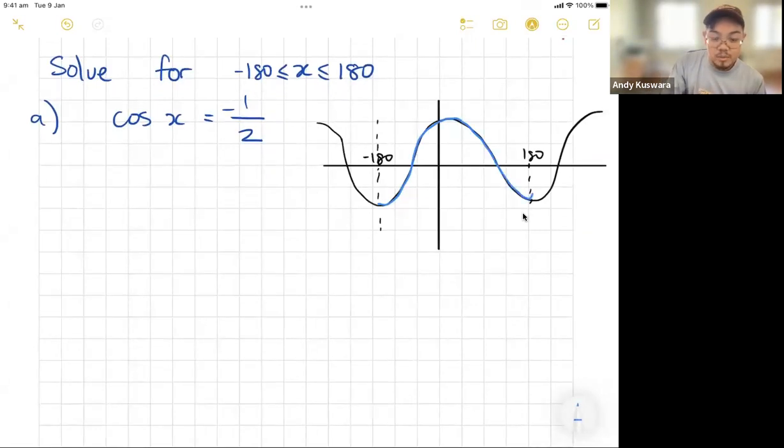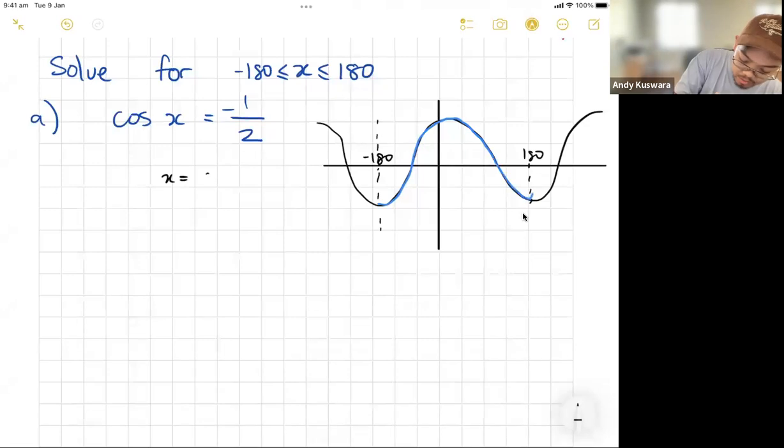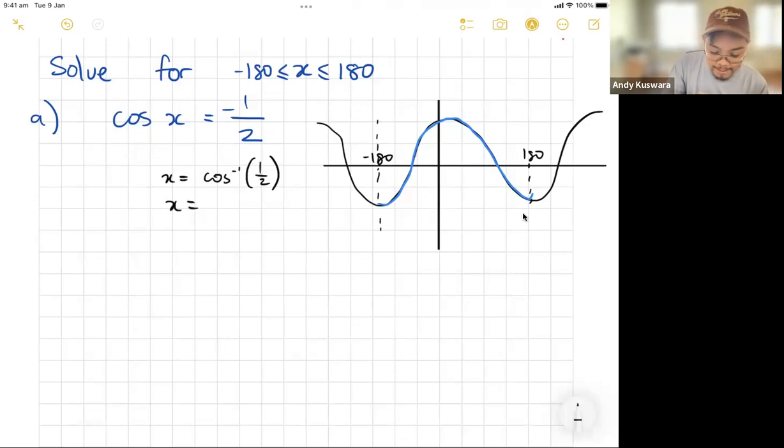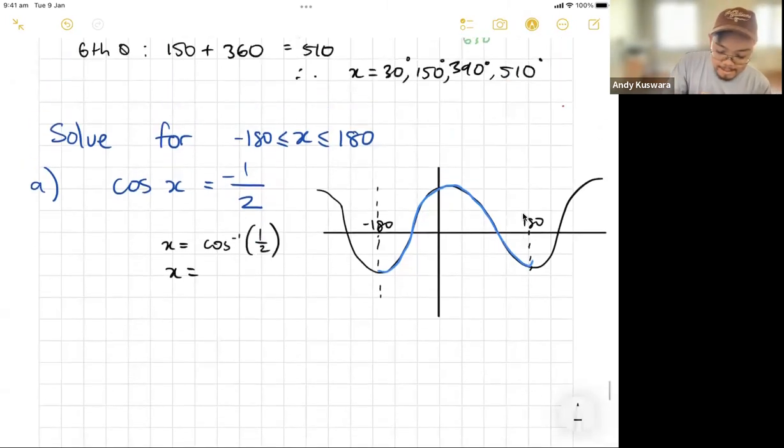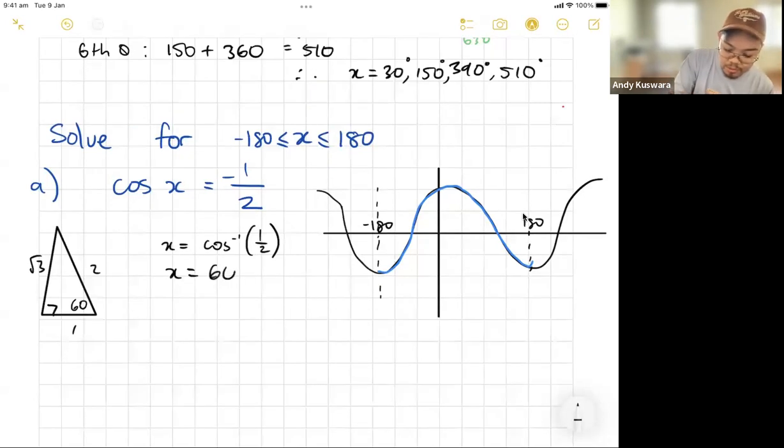Now, when does cos x equal to negative half? Let's do this as we normally would. Let's do x equals cos inverse of a half. Again, do I care about the negative when I'm finding my first quadrant answer? No. So x will give me something like, man, every time. You'd think I'd be better at this by now. It'll be 60. Okay, so x will equal 60 in this case. There's my first quadrant answer.